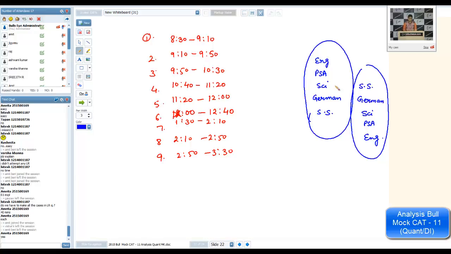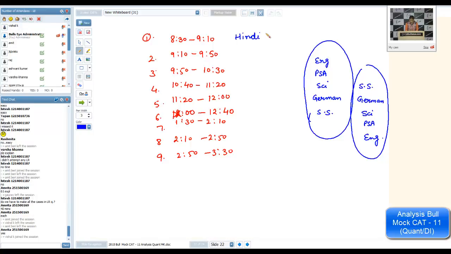Now, what was the next condition? English, math and science cannot be the first or last classes of the day. They cannot be the first class of the day. The first class can be Hindi. Obviously German we cannot take, as you can see German is between science and SS. English is not allowed. Math is not allowed. Science is not allowed. Social science we can take. We can take any of the co-curricular activities. Now you can take the arrangement.